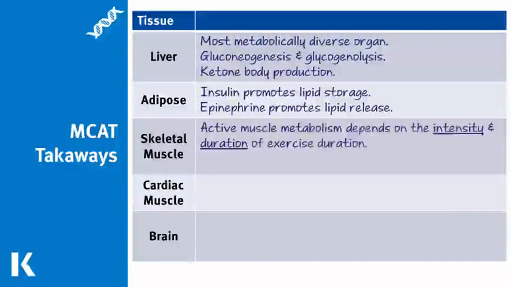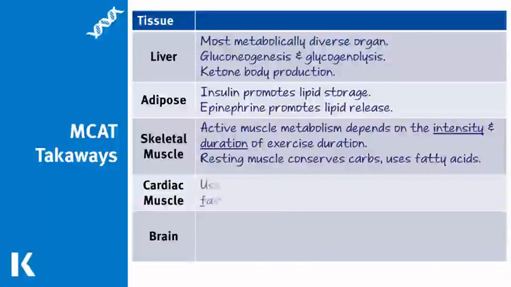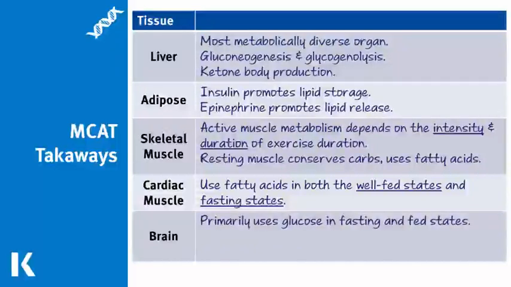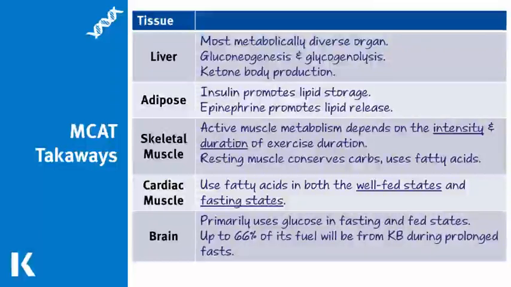In skeletal muscle, active muscle uses different fuel sources depending on the type of exercise being performed, and resting muscle uses glucose to make stored glycogen while using fatty acids during the fasting state. In cardiac muscle, we saw that fatty acids were the preferred fuel source during all metabolic states. Finally, in the brain, glucose is the primary fuel source, even during fasting. However, after prolonged periods of fasting, 2/3 of the brain's energy can come from ketone bodies.